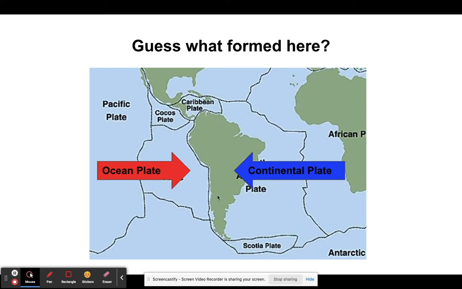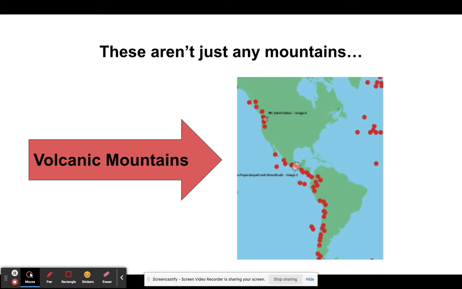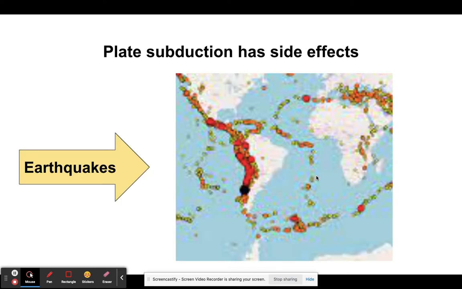You also get some of the world's worst earthquakes happening here. Here's what the Andes Mountains look like. They're gorgeous. They're also old volcanic mountains. Okay. If you looked at a map of earthquakes along South America, you probably wouldn't be surprised to see that a lot of these earthquakes, actually all of them in South America, happen to be right on the west coast. And now you know why.